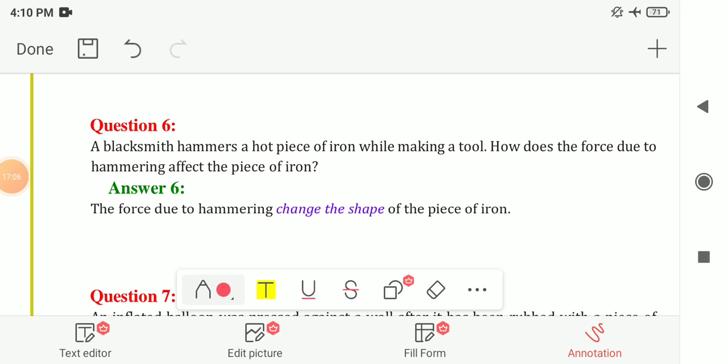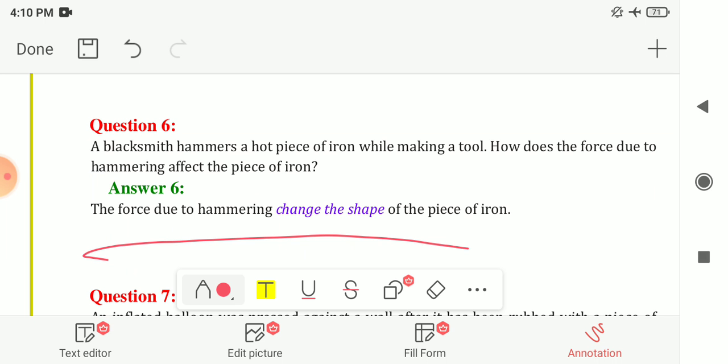Question number 6 is, a blacksmith hammers a hot piece of iron while making a tool. How does the force due to hammering affect the piece of iron? While making the tool, the blacksmith hammers this hot piece of iron. So how will this piece of iron get affected by this force which the blacksmith is applying through the hammer?